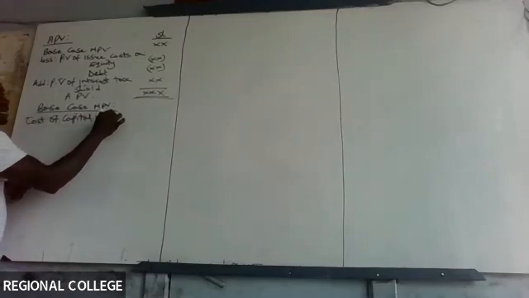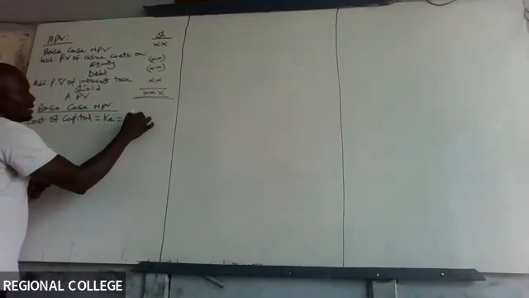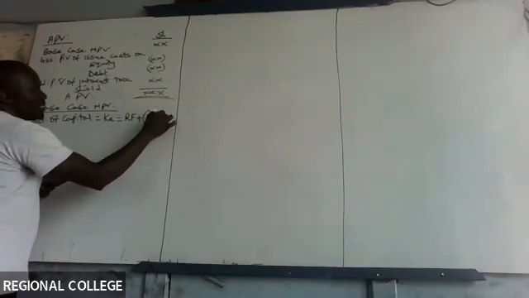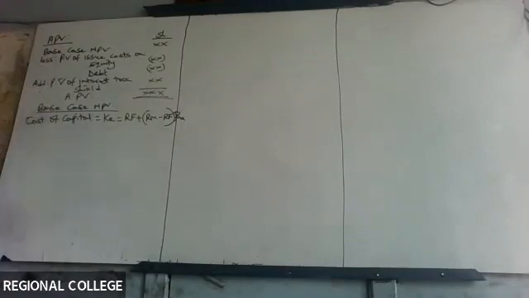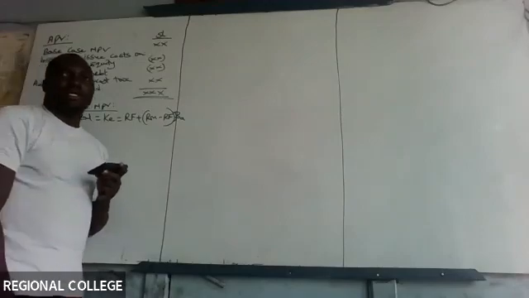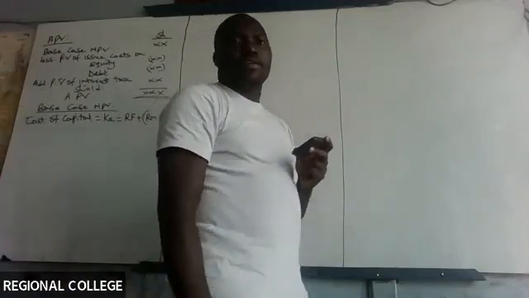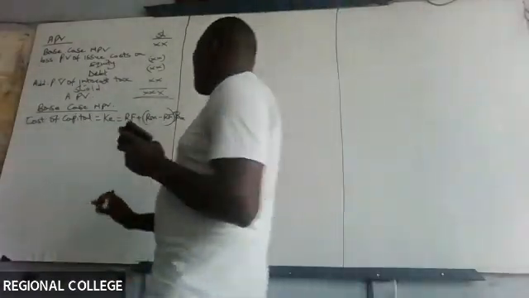Cost of capital equals KE, which is RF plus RM minus RF, multiplied by what? The asset beta, not the equity beta. The unlevered cost of equity. So, the unlevered cost of equity, the beta bar.